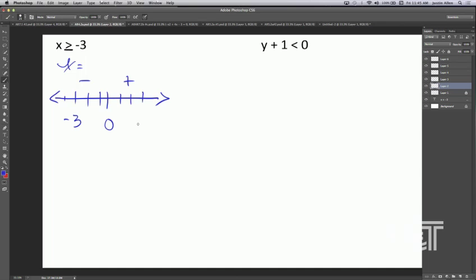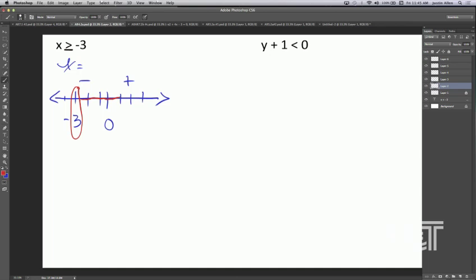Similarly, I'll add those numbers to the positive side. What I'm looking for are numbers that are greater than or equal to negative 3. I know that negative 3 is equal to x, so I'm going to keep that in. So now I'm looking for numbers that are greater than negative 3. As I move closer to 0, these numbers are also larger than negative 3.